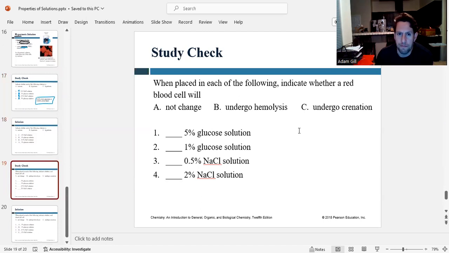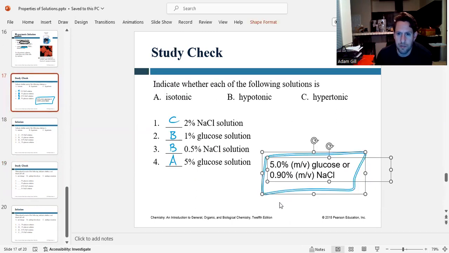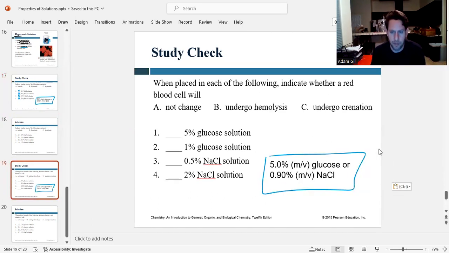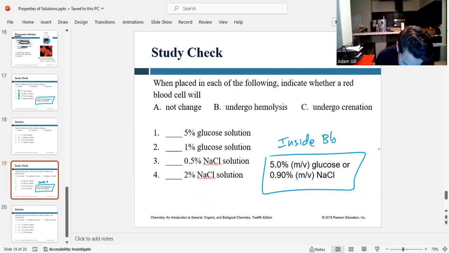And the last practice problem. When a red blood cell is placed in each of the following solutions, determine if there will be no change, hemolysis, or crenation. And so once again, I am going to copy this for quick reference. And remember, this is what's inside a blood cell. So if you place a blood cell in a 5% glucose solution, this is the same. So it's isotonic. So you'd have no change at all.